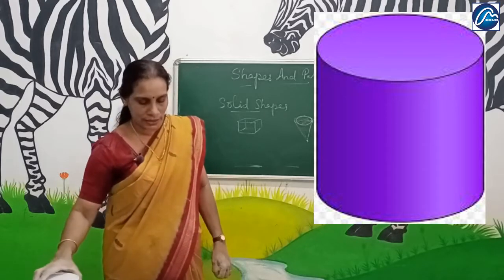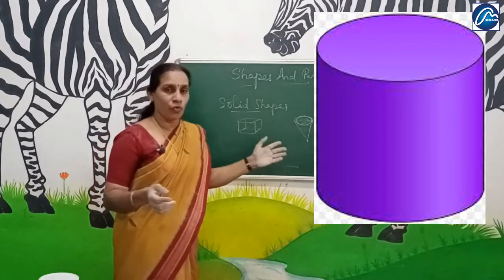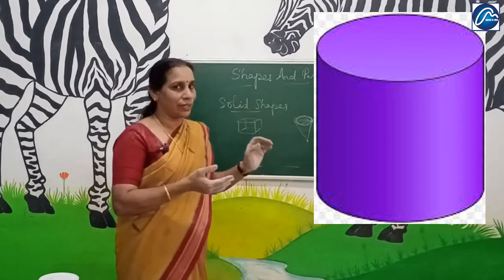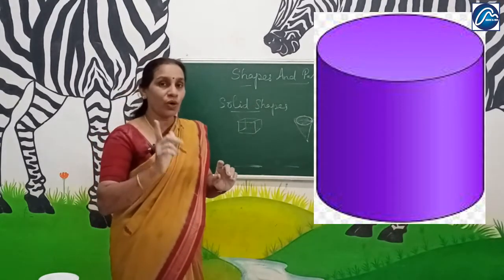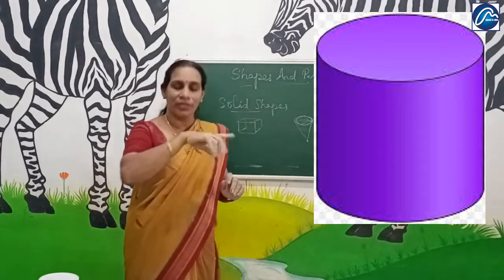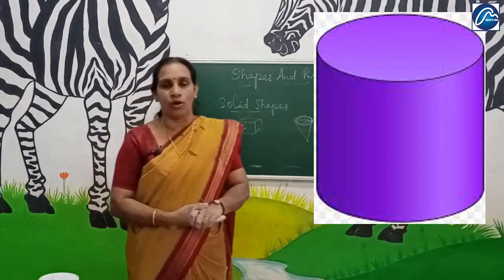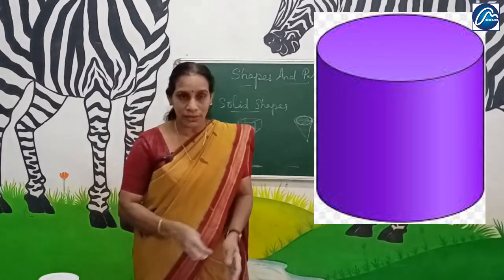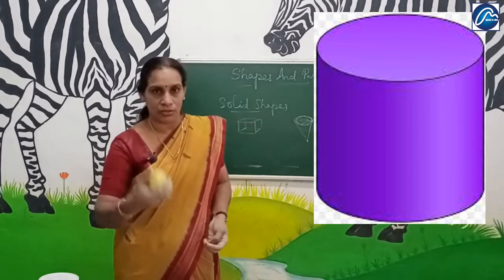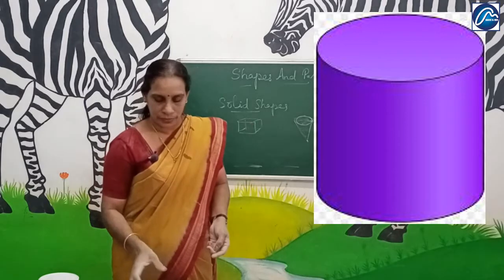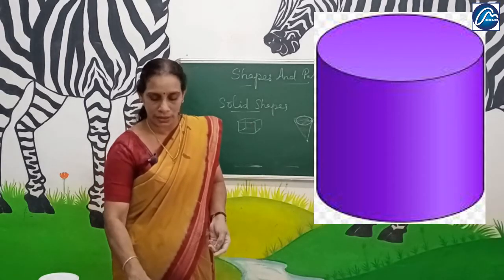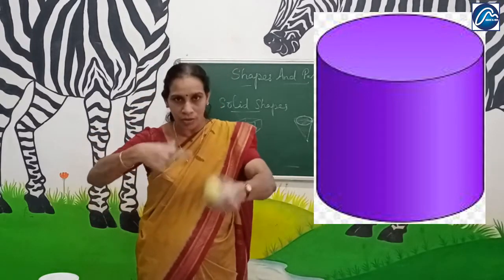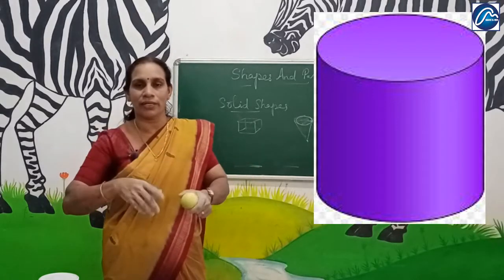This is the cylinder. The cylinder has one curved face, two plane faces, no corner and two curved edges. Okay, roll or slide. Here, this will roll when you are putting a ball like this. Sending a ball like this, it will roll. When you are going down a slide, you will slide. You will not roll. That's the difference between roll and slide.